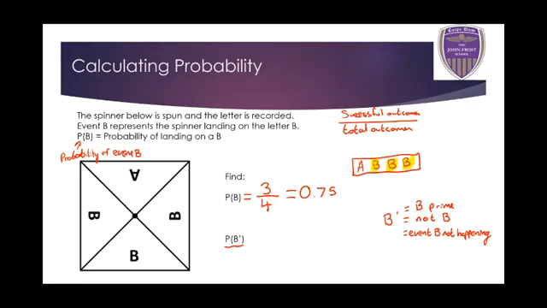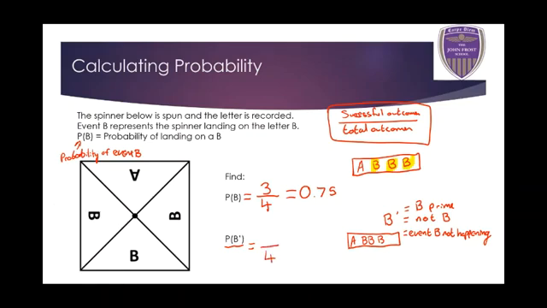Okay, so let's go through it again. What are the total outcomes of this spinner? Well, we've got A, we've got B, and we've got B. So remembering our formula up here, successful outcomes divided by total outcomes. Well, there's 4 total outcomes here. So 4 goes on the bottom.